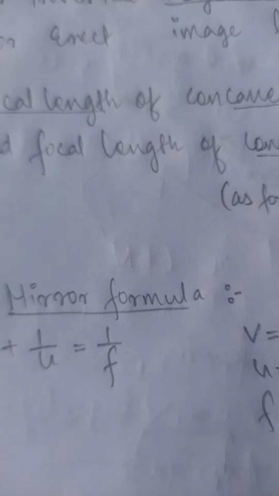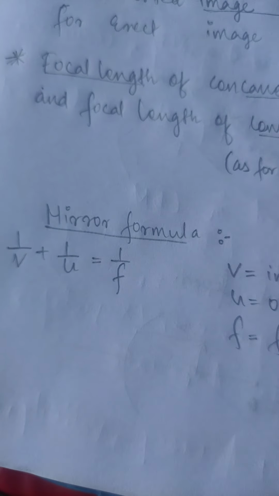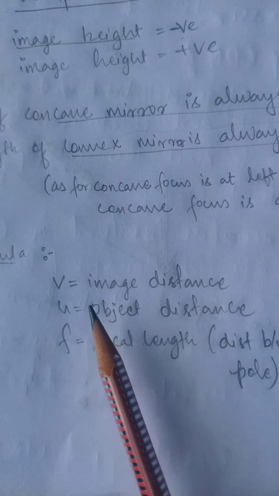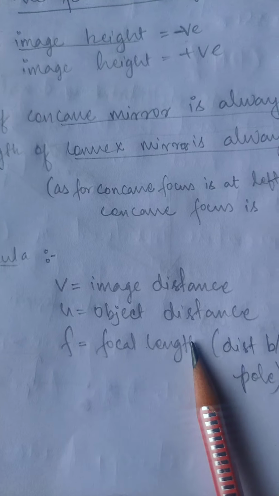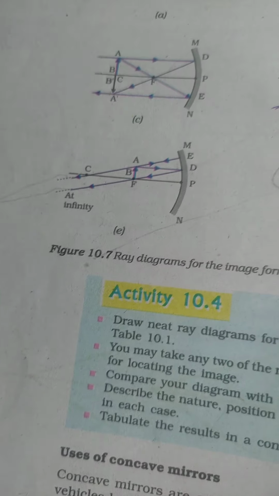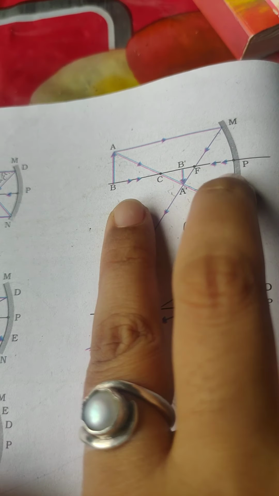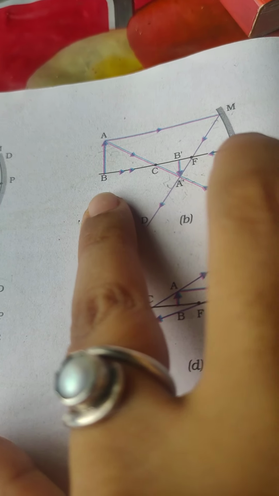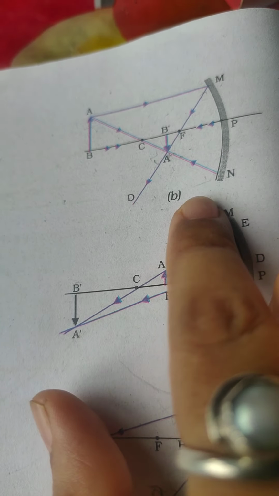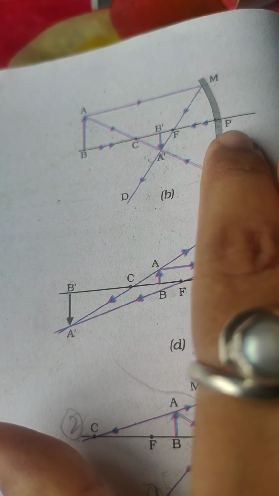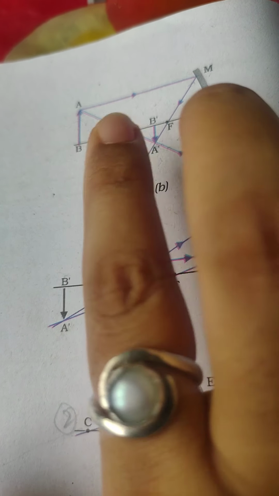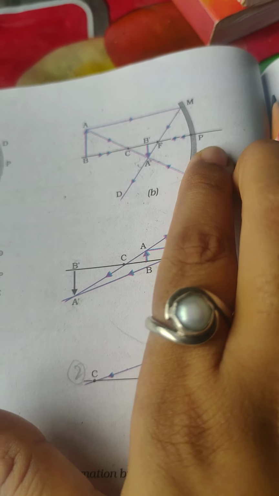Now there is a formula for a mirror, that is 1/v + 1/u = 1/f. v is the image distance, u is the object distance, f is the focal length. Now what are the image distance and object distance? Let me give you a gist. If we are calculating the distance from point B to point P, that is our object distance in this case, and if we are calculating the distance from point B' to point P, that will be our image distance. B to P is the object distance, and B' to P is our image distance.